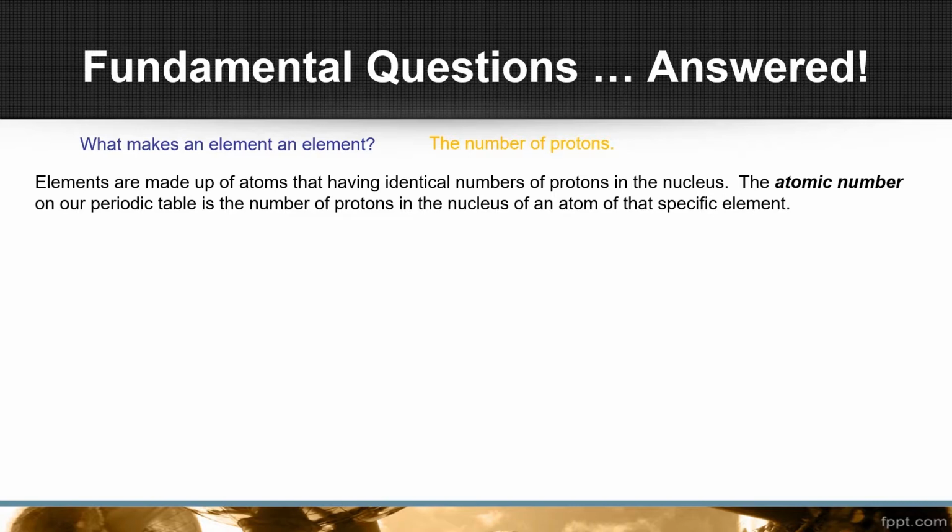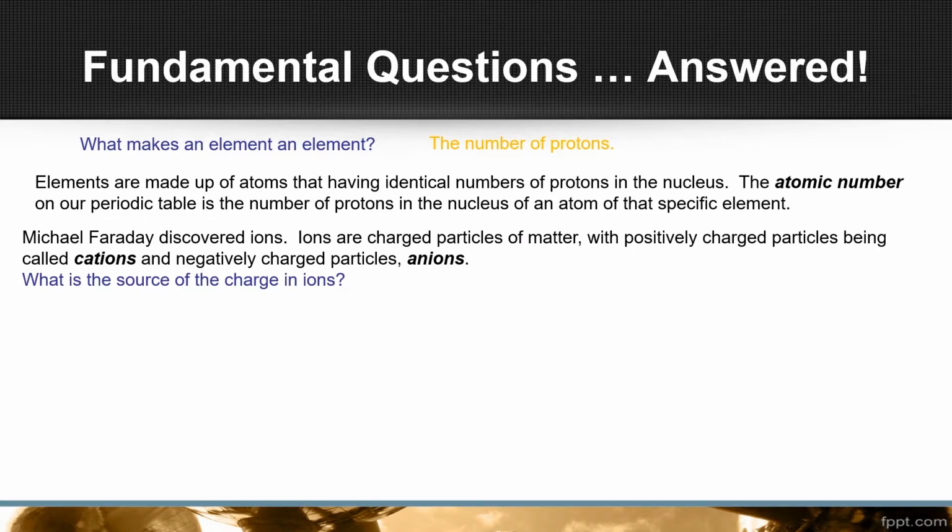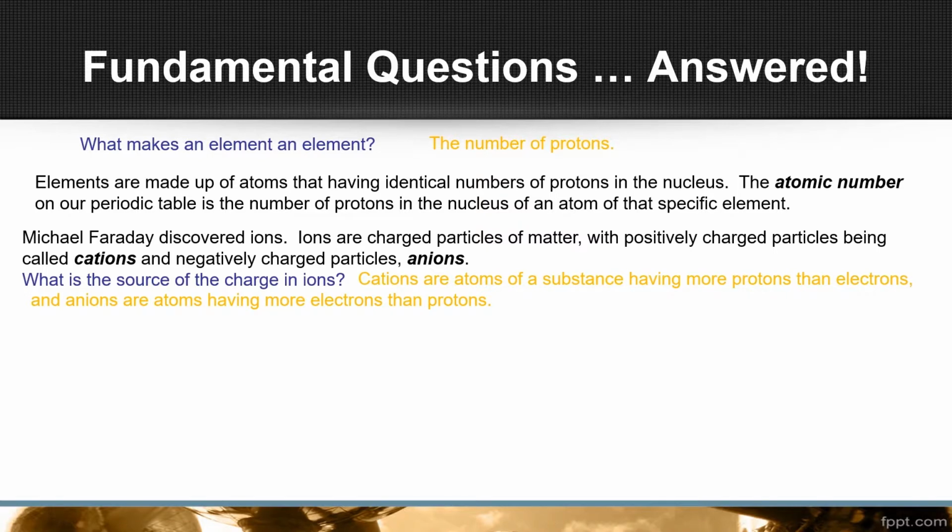Now, a second question that can now be answered involved the nature of atomic ions. Ions were discovered earlier in 1834 by the great English experimentalist Michael Faraday while doing electrical conductivity experiments. He surmised that ions were charged particles of matter of two types: positively charged particles, which came to be known as cations, and negatively charged particles, anions. Now, what was the source of the charge in ions? Well, now we know the answer based on our new atomic theory of the arrangement of particles within the atom. Cations are a result of the atoms in the substance having more protons than electrons, and anions are atoms that have more electrons than protons. Thus, ions exist when there is an unbalanced number of electrons and protons within the atoms of the substance.